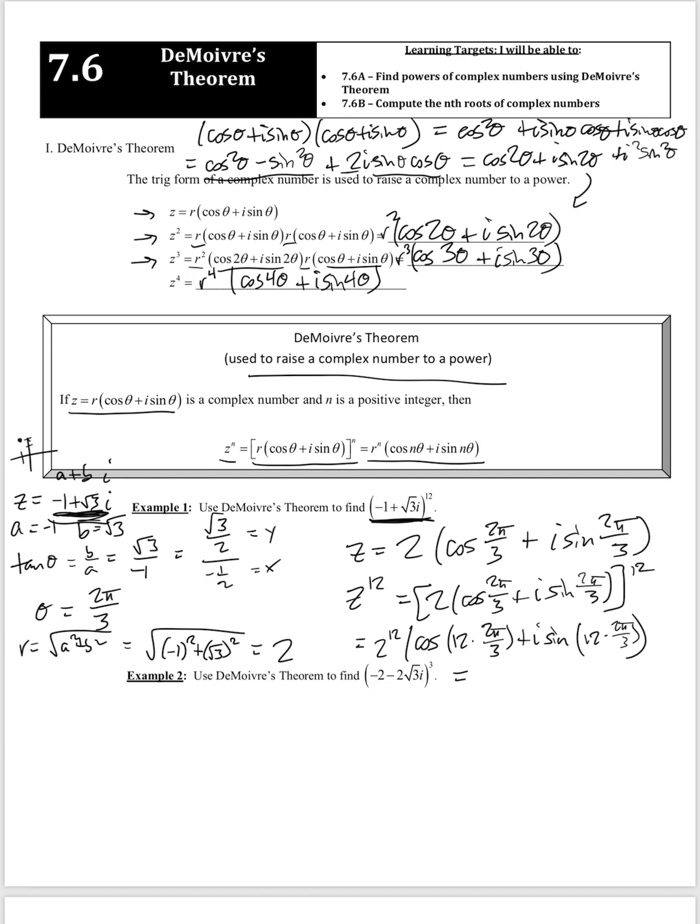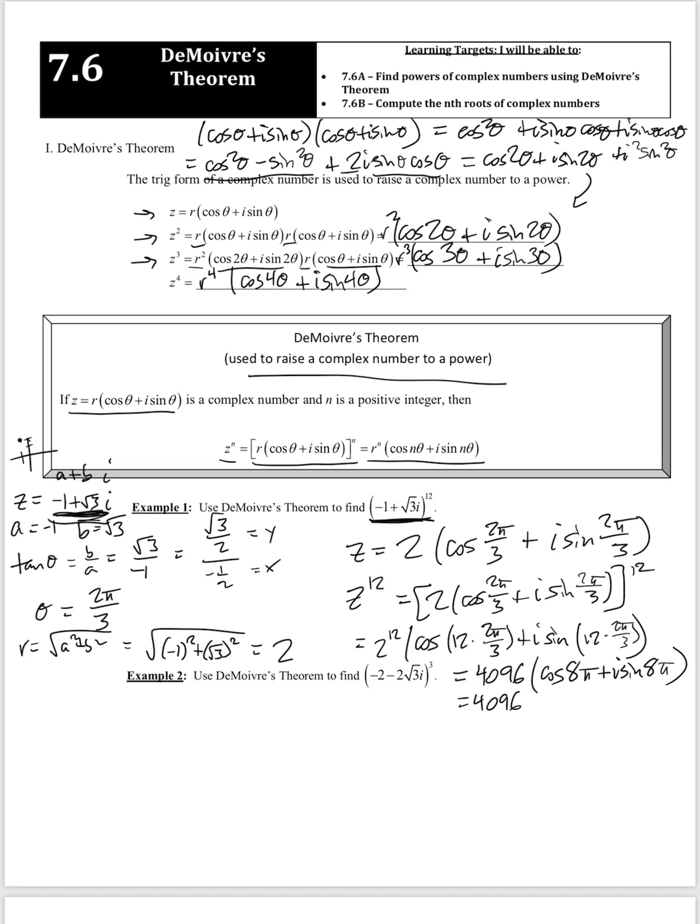2 to the 12th power is 4,096. Use your calculator, or just memorize the powers of 2 like I have. Times cosine of 12 times 2pi over 3. Multiply straight across, I'm multiplying two fractions. I get 24pi over 3. 24 divided by 3 is 8. So that's really cosine of 8pi plus i times sine of 8pi.